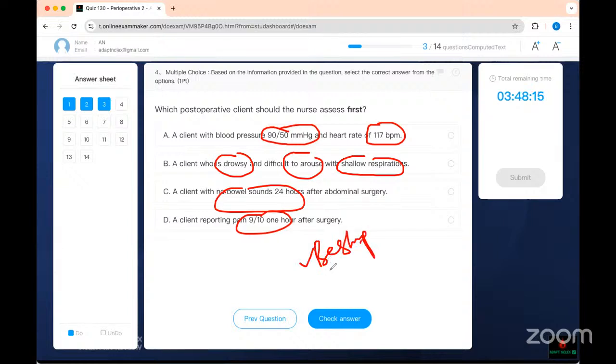Is it a breathing problem here? Is it electrolyte, shock, sepsis, airway, lethargy, and pain? I say pain that does not take your life, limb, or eyesight, you ignore it. Is this pain going to kill the patient? 9 out of 10, you just had surgery. Think about it. If you have no bowel sounds 24 hours after surgery, what do you think? And if I'm drowsy, difficult to arouse, with shallow breath, what do you think? And the patient who has 90 over 50 blood pressure and a heart rate of 117, what do you think? Who are you going to pick?